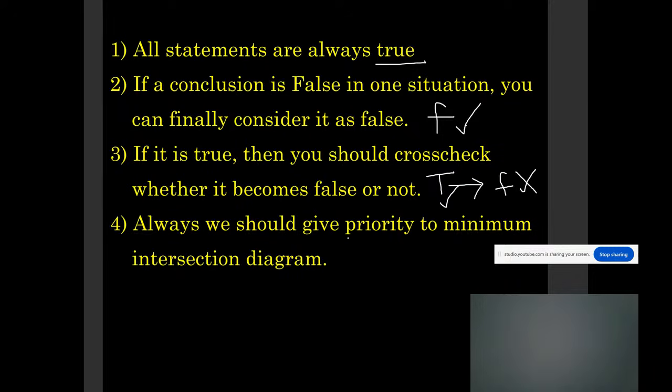Now coming to the fourth point, we should always give priority to minimum intersection diagram. So minimum intersection diagram means you should not take any unnecessary intersections in the given diagram. While solving the questions, you will get some more clarity. Let us go for the questions.